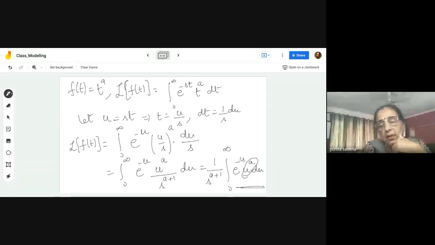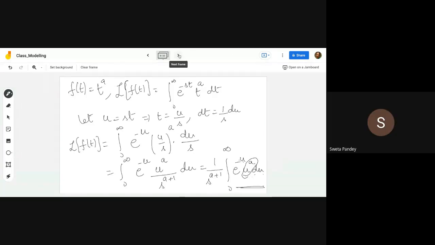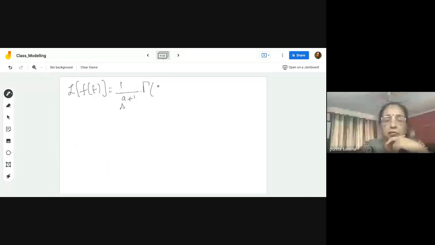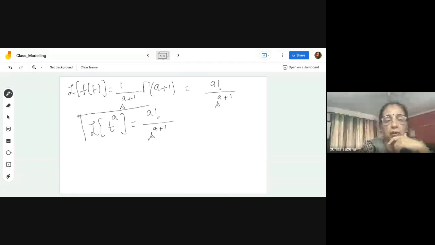But you have u to the power a here. So it's like e to the power minus t, t to the power a dt. So it's a gamma function of what? Gamma function of a plus 1. And what is gamma function of a plus 1? A factorial upon s to the power a plus 1. So basically what have you proved? That Laplace transform of t to the power a is a factorial upon s to the power a plus 1. This is a major breakthrough.